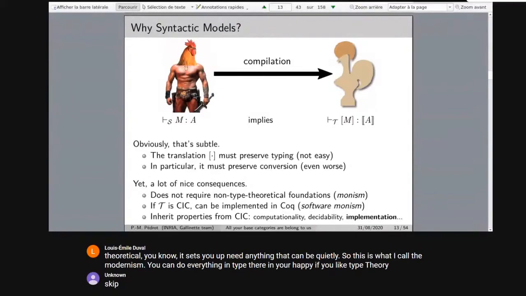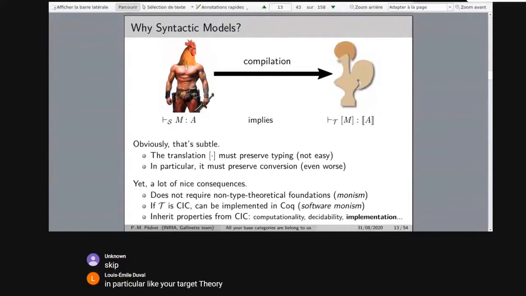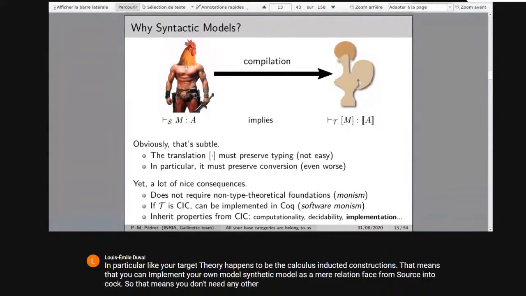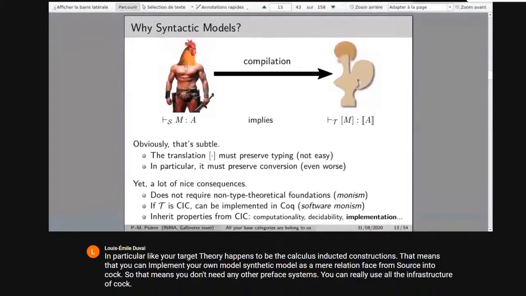In particular, if your target theory happens to be the calculus of inductive constructions, that means that you can implement your syntactic model as a mere compilation phase from the source into Coq. So that means you don't need any other proof assistant. You can reuse all the infrastructure of Coq for your theory. You just have to implement the compilation phase. So that's what I call software monism.